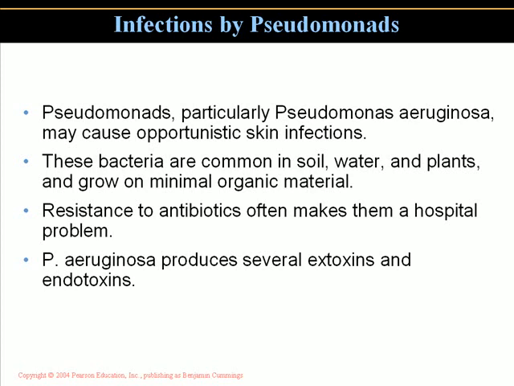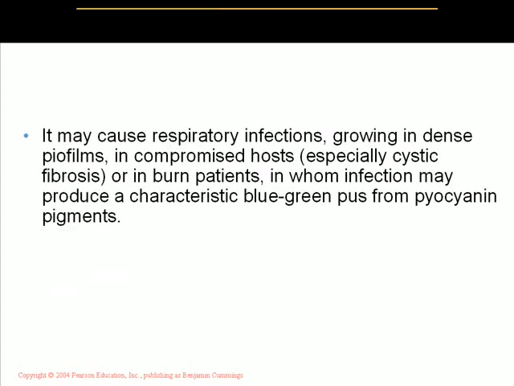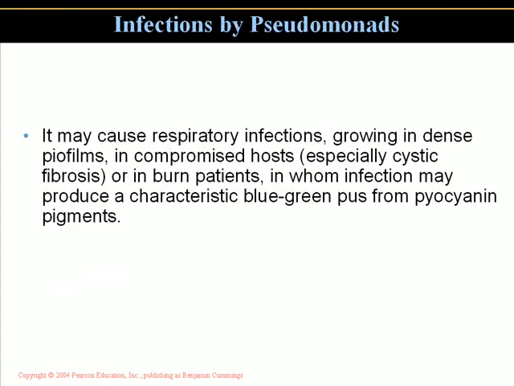Pseudomonas aeruginosa produces several exotoxins and endotoxins. Its nutritional demand is minimal. Pseudomonas can actually grow on the surface of water with very little nutritional or organic material available for growth. It may cause respiratory infections. It grows in dense biofilms in compromised hosts, especially in cases of cystic fibrosis.